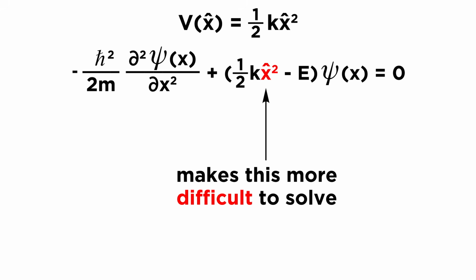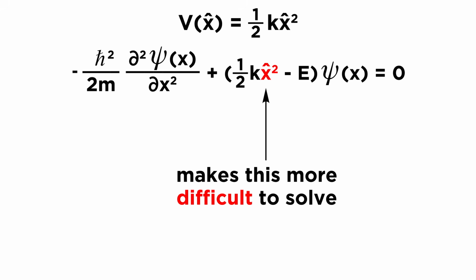Until now, we have been solving versions of the Schrödinger equation with no x hat squared terms, and we found solutions for psi of x that were either complex or real exponentials. That will no longer be the case, so let's slowly work through the math until we get some results we can understand.